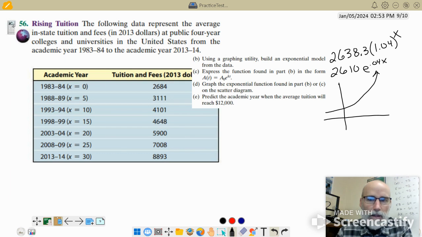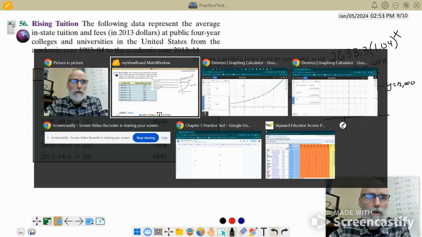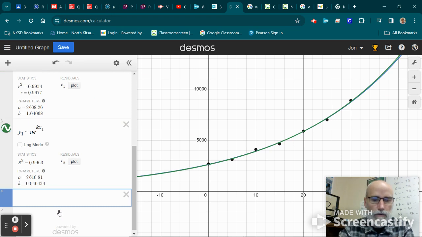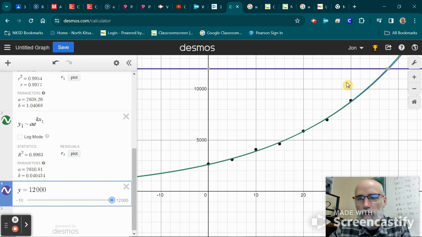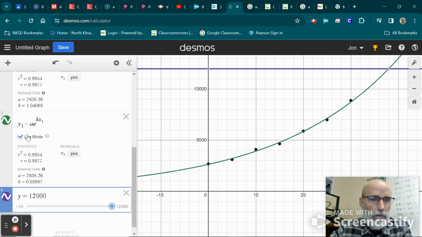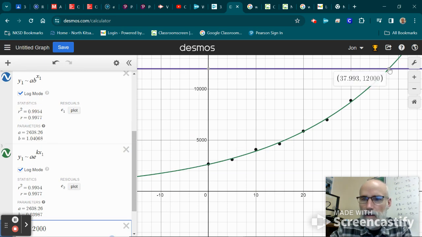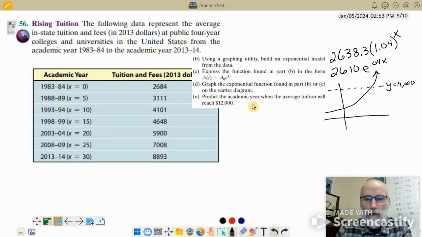Now it says predict the academic year when the average tuition will reach $12,000. So you could graphically solve this. We've talked about this a bunch, right? Y equals $12,000. Okay, so I can come over here and put in y equals 12,000 and hit click, and it says, now which model do we want to use for this? I think we should use this one. Oh geez, I got to get the logistic function, the log mode turned on. So it won't matter if we use log mode on both. It should give us the same exact answer. So 37, about 38 years. Okay, so let's put that down, 38 years.